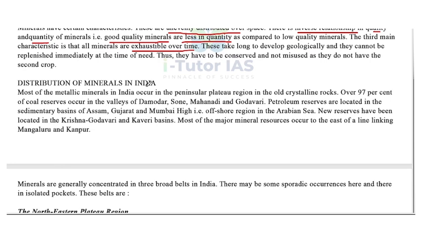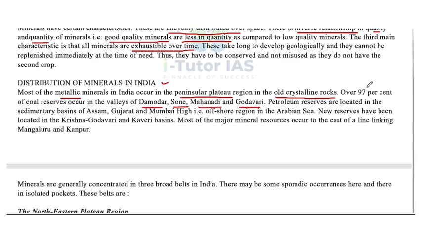Distribution of minerals in India. Most of the metallic minerals in India occur mainly in the peninsular plateau region, in the old crystalline rocks. Over 97% of coal reserves occur in the valleys of Damodar, Son, Mahanadi and Godavari.